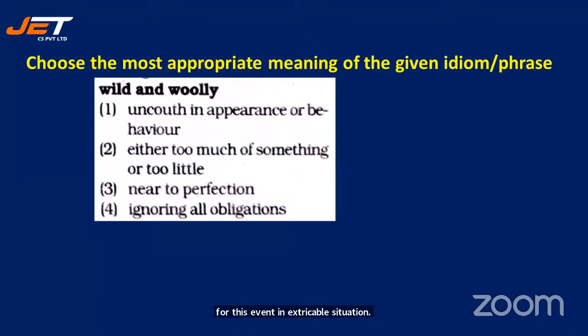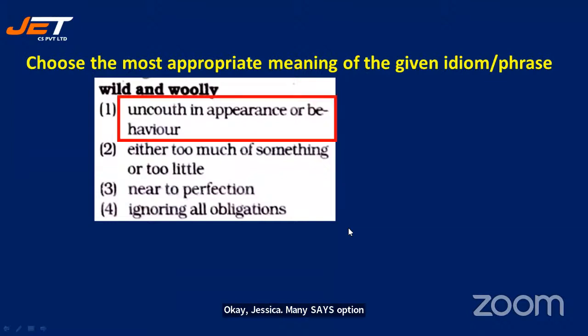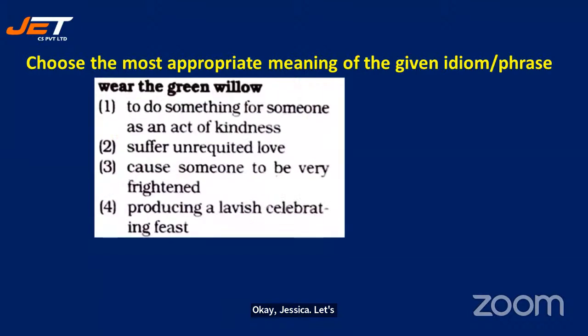Wild and woolly. So four options: uncouth in appearance or behavior, either too much of something or too little, near to perfection, ignoring all obligations. All right, let's see whether anybody is able to understand and give me the answer for this. Okay, Sai Vardhan, Sai Charan, Jessica. Many say option 4. Let's see, it is option 1. Uncouth in appearance or behavior. See the next one. Where the green willow. All right. So four options: to do something for someone as an act of kindness.